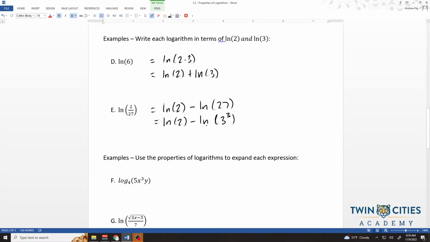And whenever I'm taking a logarithm of something to some power, some exponent, I can take this exponent and bring it out to the front, use it as a coefficient for that logarithm. In other words, this is the same as the natural log of 2 minus, bring 3 out to the front, the natural log of 3. Natural log of 2 minus 3 times the natural log of 3.